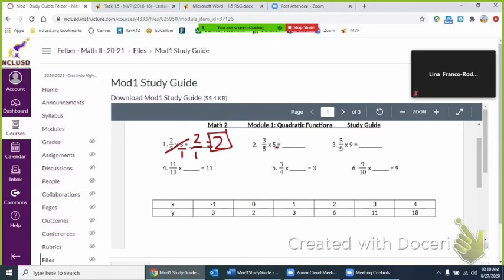Here on number 2, you multiply 3 over 5 by 5 over 1. Those 5s are going to cross cancel, and you're just going to get 3, or 3 over 1.